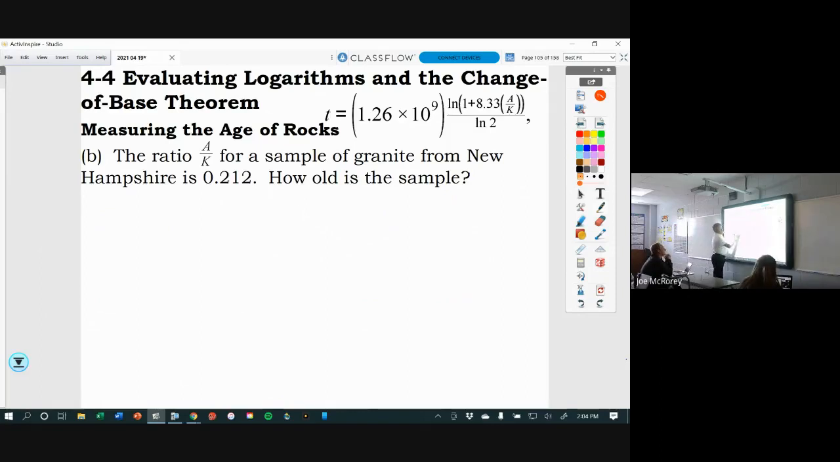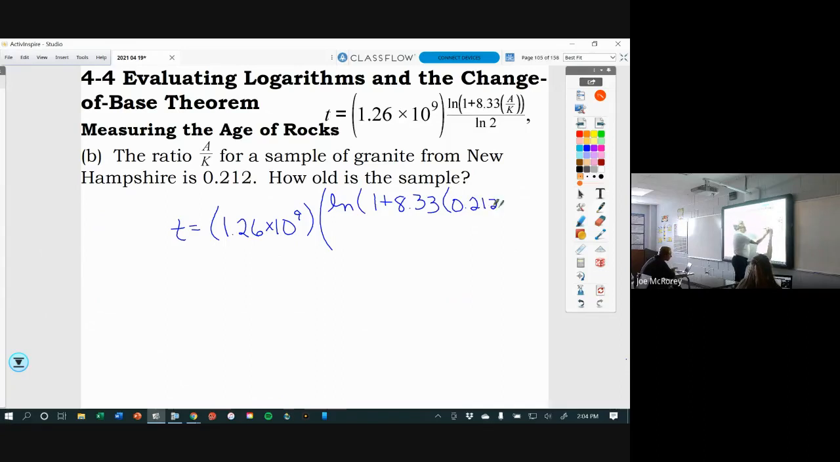The equation's already written down. So T equals 1.26 times 10 to the 9th times, again, I like parentheses around this fraction, natural log of 1 plus 8.33 times 0.212 over natural log of 2. Make sure your parentheses match up. Make sure if you open a parenthesis, you close it. That's why I had to have those parentheses at the top there.